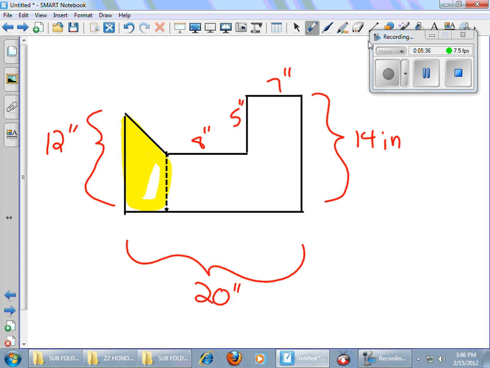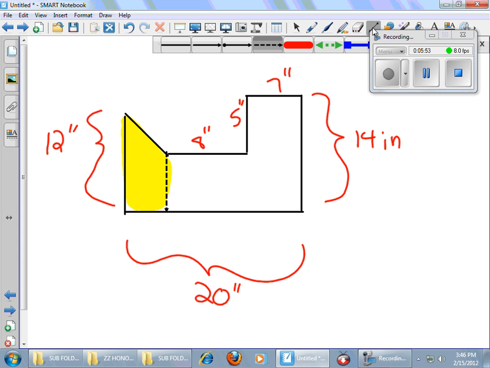Okay. If I know the value of both bases and the height, or if I can figure them out, then I can figure out the area of that trapezoid, the one in yellow. All right, let's see here.